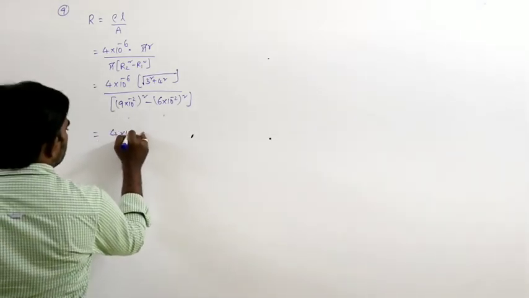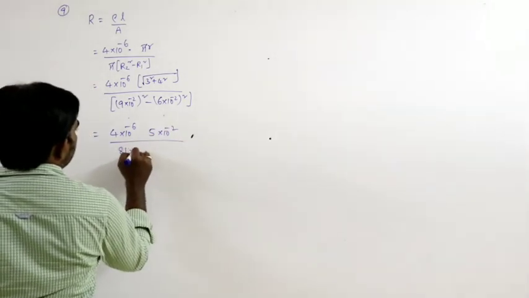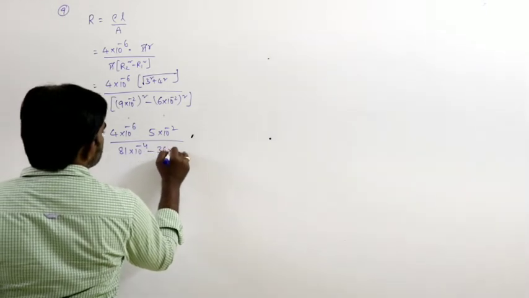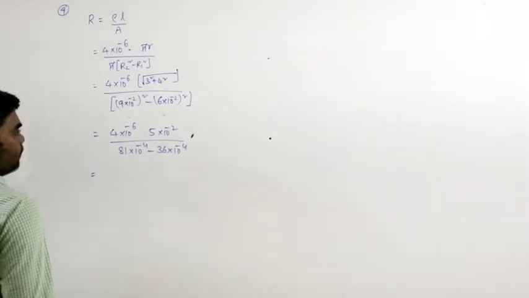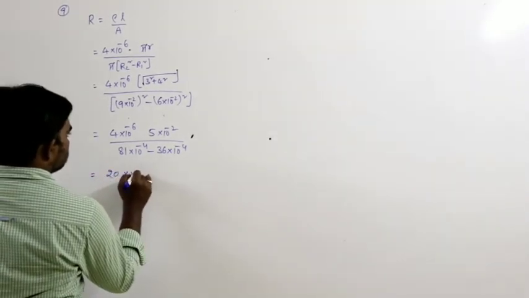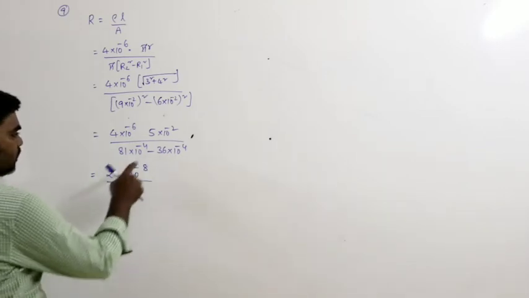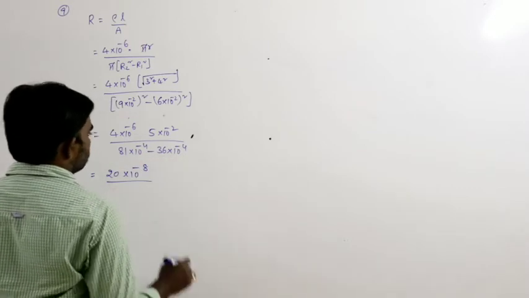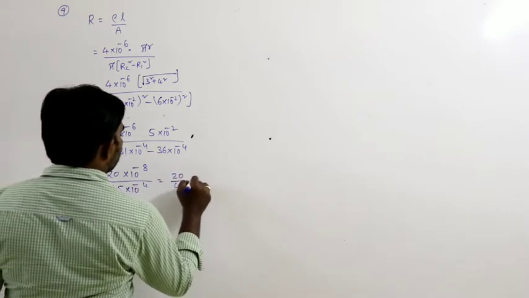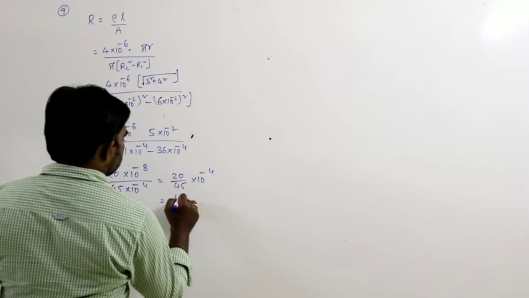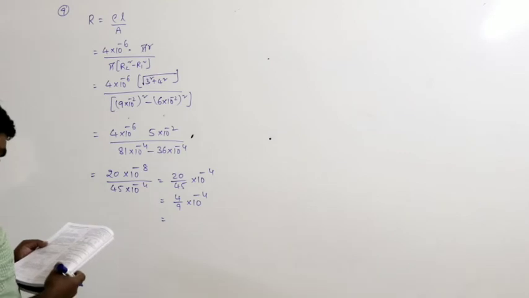That is 4 into 10 to the power of minus 6. So 5 into 10 power minus 2 divided by 81 into 10 to the power of minus 4 minus 36 into 10 to the power of minus 4. So it is approximately 4 5s are 20 into 10 to the power of minus 8 divided by 81 minus 36, that is 45 into 10 to the power of minus 4. So 20 by 45 into 10 to the power of minus 4, that is approximately 4 by 9.